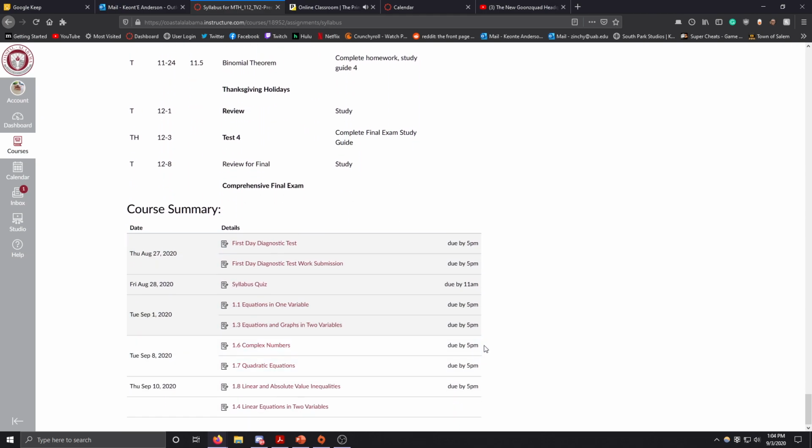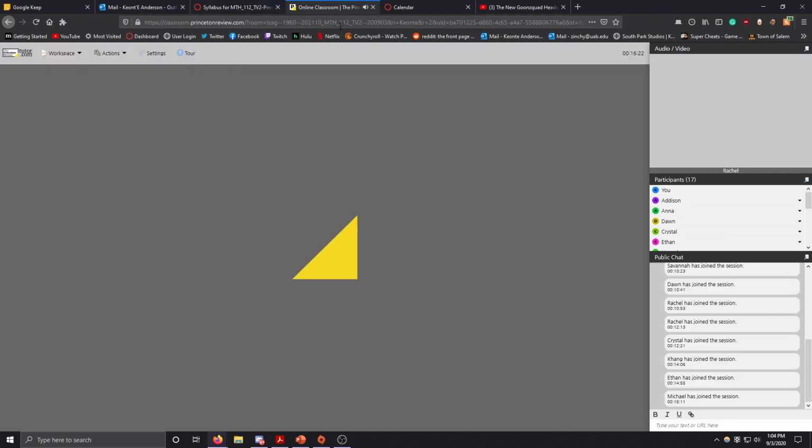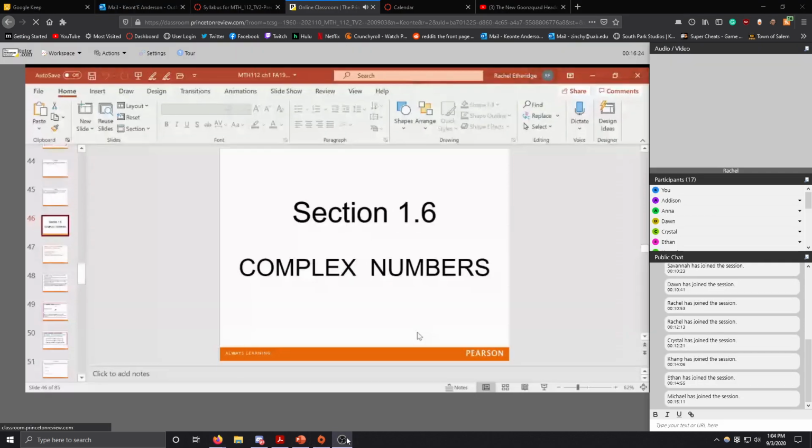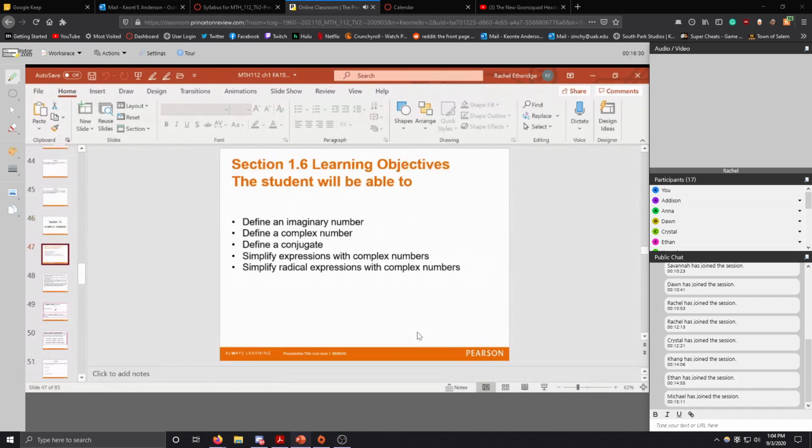All right, so I'm going to try to start sharing my screen here. And 1.6 is complex numbers. So we want to define an imaginary number, define a complex number, and define a conjugate. And then we want to be able to simplify radical expressions that have complex numbers. Making sure everybody can see my screen. Okay.